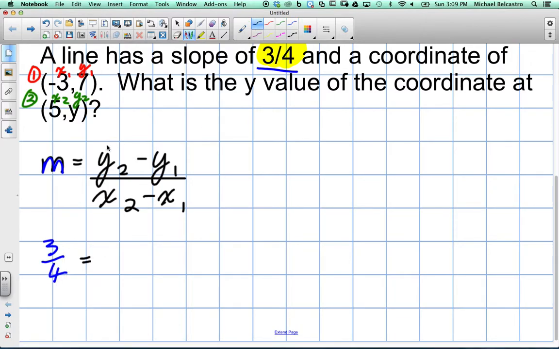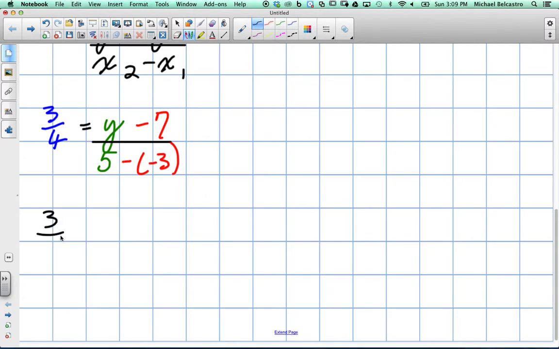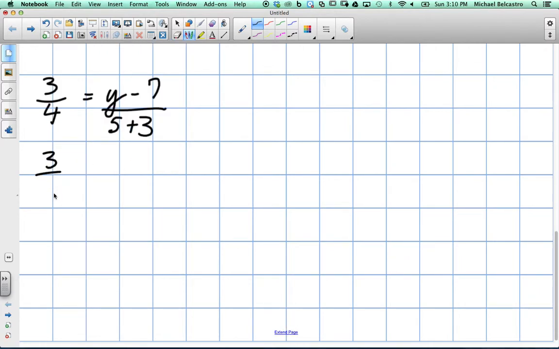And that will be equal to, our y2 is our unknown value, so we're just going to call that y. That's what we have in place of it. Subtract our y1, which was 7. Try to color code this as best we can. Our x2 was the value of 5, and our x1 was negative 3, so we're going to be subtracting negative 3. So we'll write the rest in black here to quickly get through this. We have 3 over 4 is equal to y minus 7 over, and this is the equivalent of 5 plus 3, so it becomes over 8. So we get 3 over 4 is equal to y minus 7 over 8.